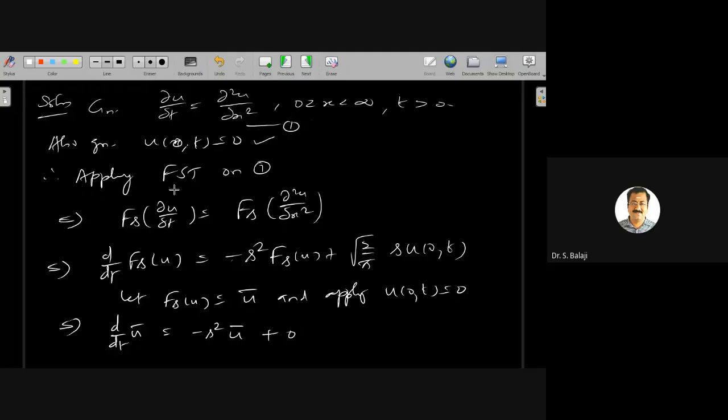Therefore, apply Fourier sine transform on the equation. Because u of 0 comma t is equal to 0 is given, you have to apply the Fourier sine transform. Fs of dou u by dou t is equal to Fs of dou square u by dou x square.